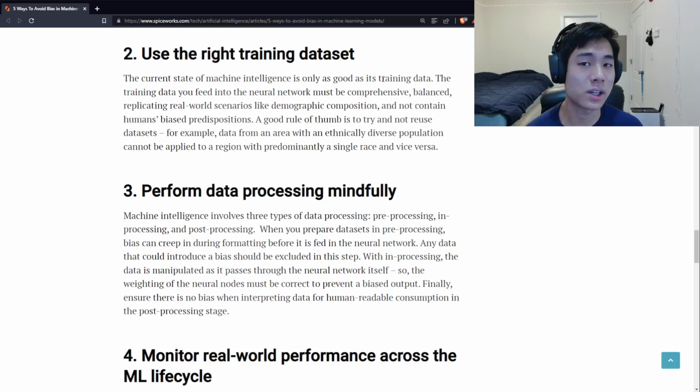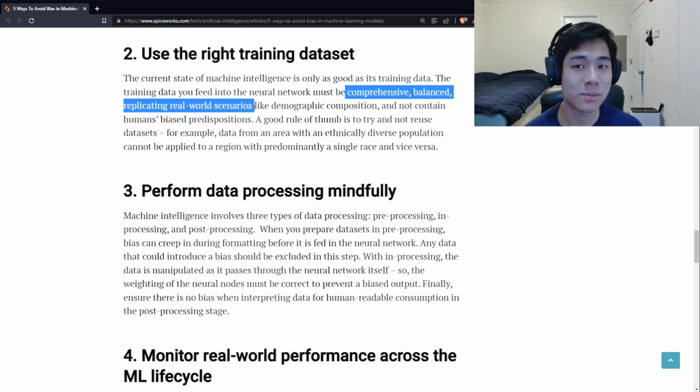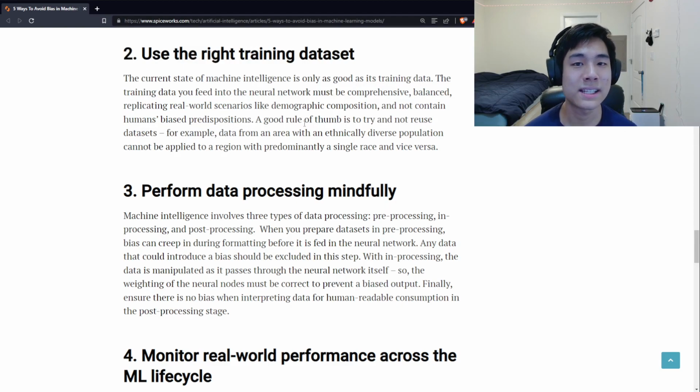Of course, number two is using a good training data set. And as I said before, you really need to make sure that your data is comprehensive, balanced, and replicating real world scenarios. And you don't just choose data sets that are readily available. In fact, a lot of data sets are generated in the Western sphere. So a lot of the East Asian countries or Asian countries or African countries who want to develop AI need to get their own data sets, because if you train it on a Western data set, it might not reflect the values and, more importantly, the different types of people that interact with the AI might not really be compatible. So that's why it's important to have a diverse data set always.